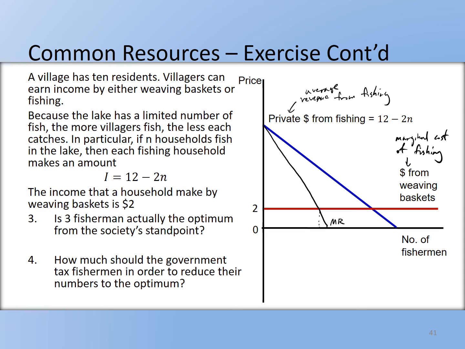Because of that, you can use the same analysis as in Monopoly in trying to balance the benefit and cost of fishing. And to maximize income, you want to use the marginal revenue curve, intersect that with marginal cost. So the marginal revenue of fishing is demand with twice the slope, right? So marginal revenue equals 12 minus 4n.